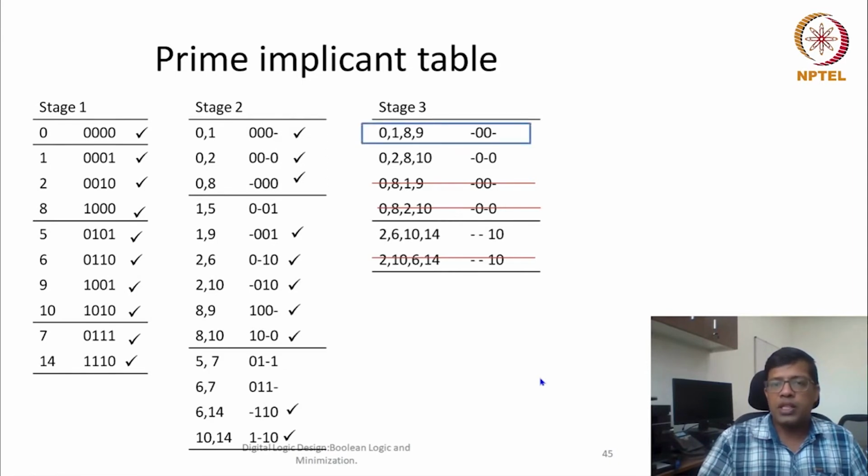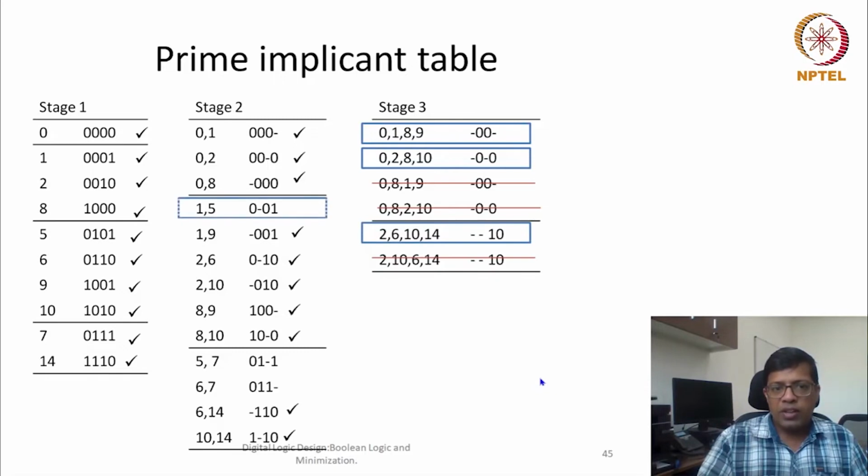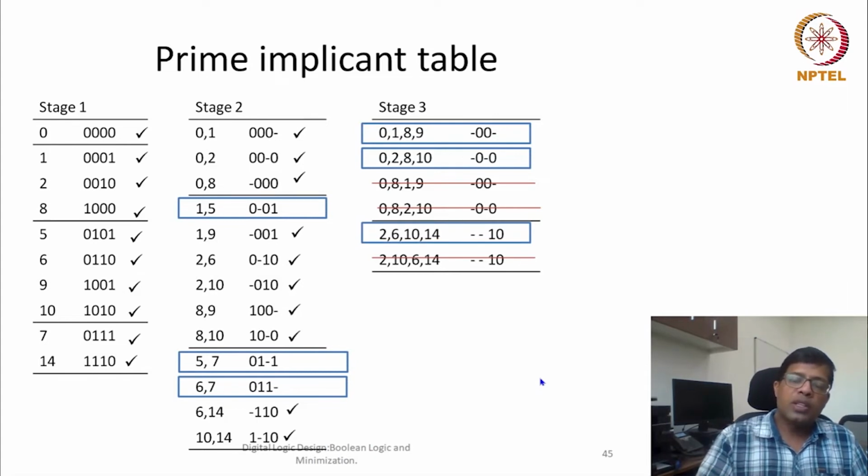So our prime implicants are 0, 1, 8, 9, 0, 2, 8, 10, and 2, 6, 10, 14, 1 and 5, 5, 7, and 6 and 7. So after finding the prime implicants, we can also see what would be their min term, what would be the product expression for each of these groups.